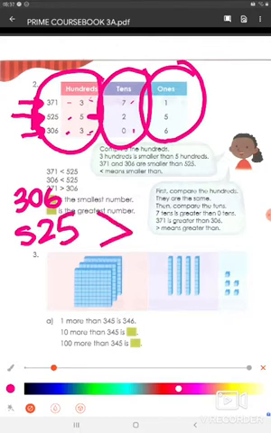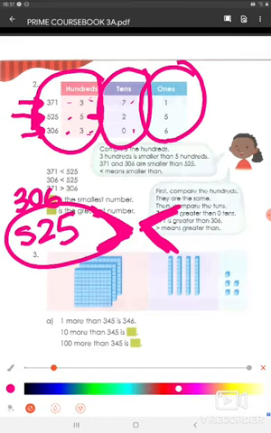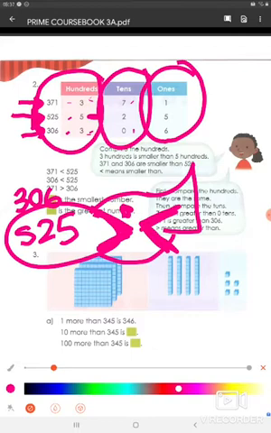This means greater than, this means smaller than, because the crocodile eats the number that's the biggest, or the fish. And you see. Now let's look at 3a.